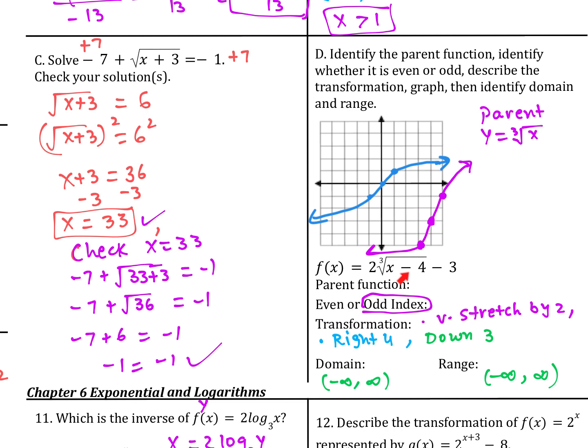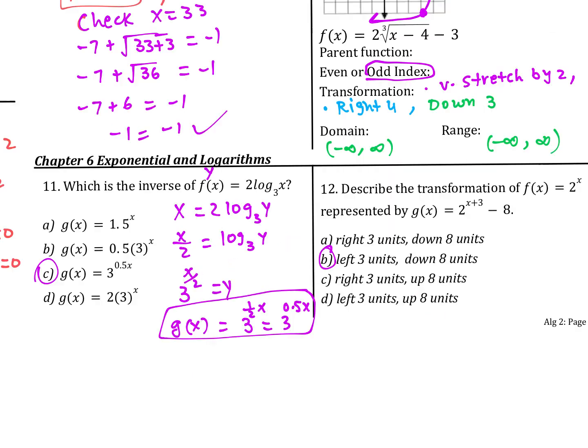-4 means right 4, -3 outside means down 3. 2 outside means it's a vertical stretch by 2. For the domain and range, it is negative infinity from left to right. For range, up and down, it is going up forever and going down forever. So it's negative infinity to infinity as well.